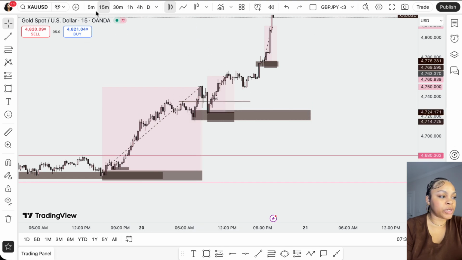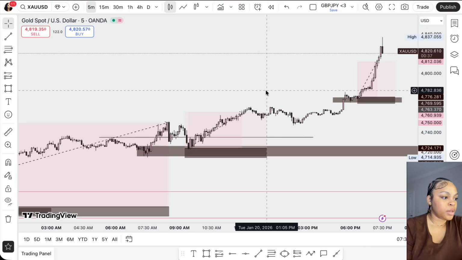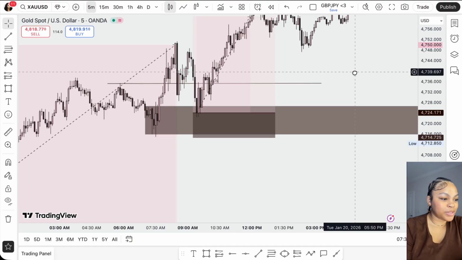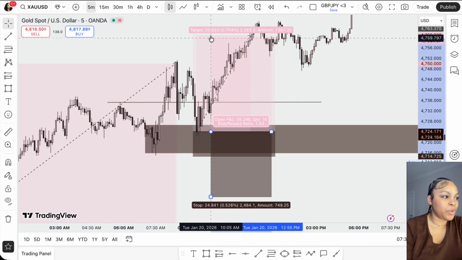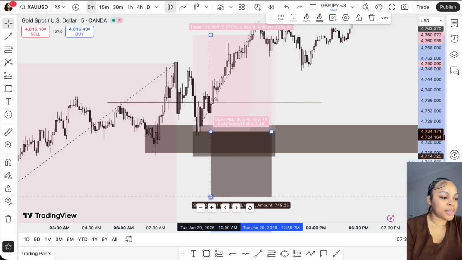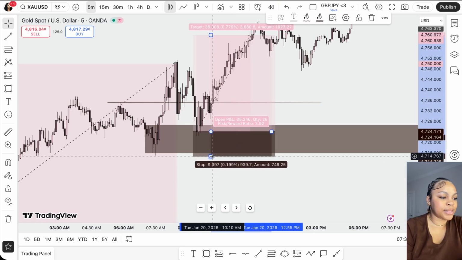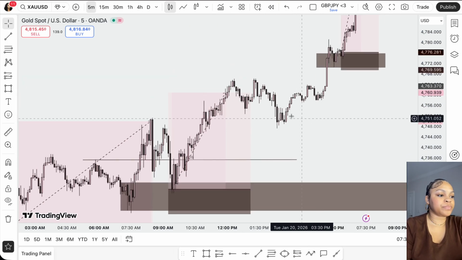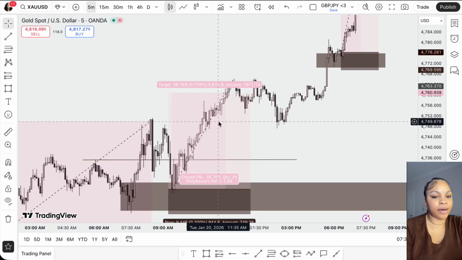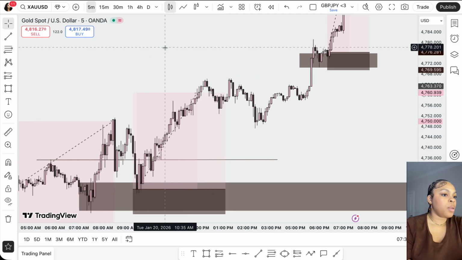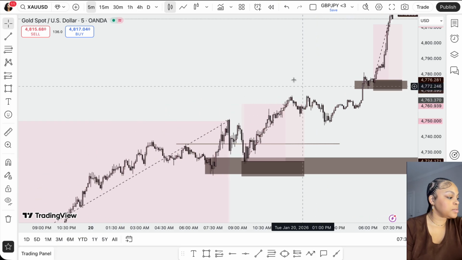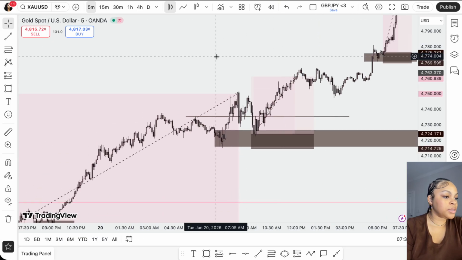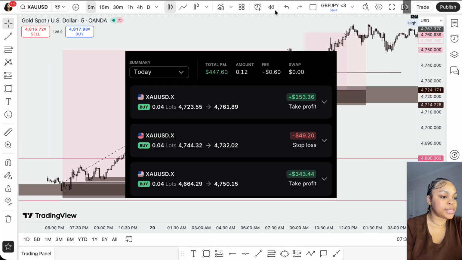And this was a 1-to-2 ratio on the 5-minute time frame. I'm always going to do a 1-to-2. 1-to-2 is my safe place, unless I see reason to do more. But I did this, and I always move my risk last. On this trade, I made about 150 bucks. So those are the 3 trades that I took today, and I made a total of $447.60.